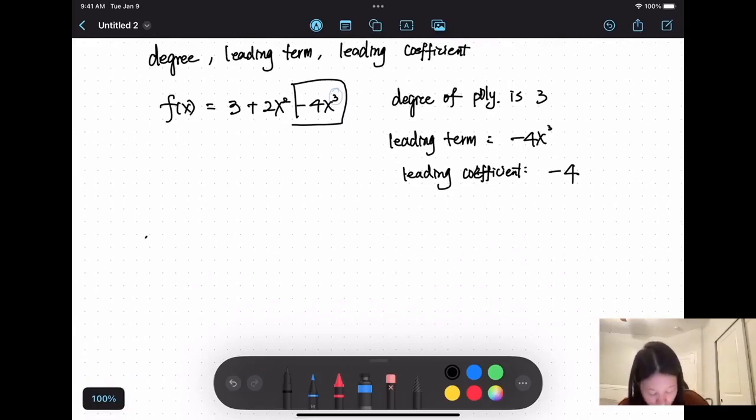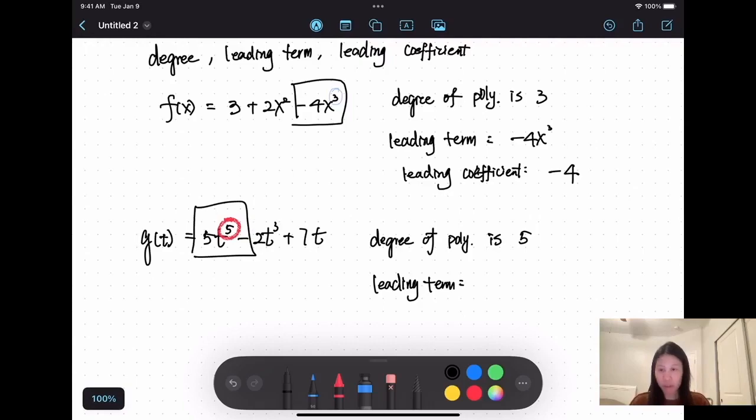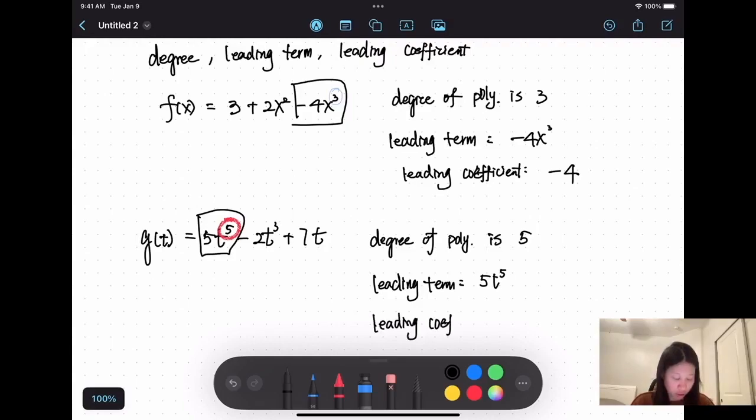Again, let me show you another example. G of t equals 5t to the 5th minus 2t to the 3rd plus 7t. Okay, what's the degree of this polynomial? Well, the degree should be the highest power that occurs, right? Which in this case is the 5th power. So the degree of the polynomial is 5. So what about the leading term? The leading term is the term containing the highest power. This one, right? Not including the negative sign. So it should be 5t to the 5th power. And then the leading coefficient is the coefficient in the leading term, which is 5.